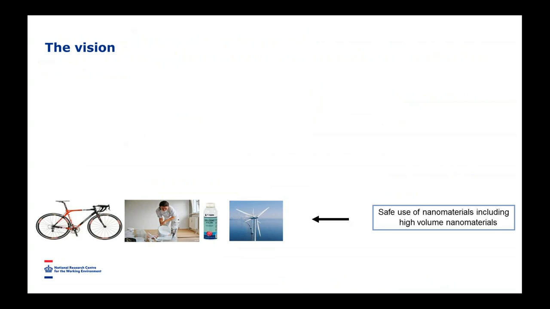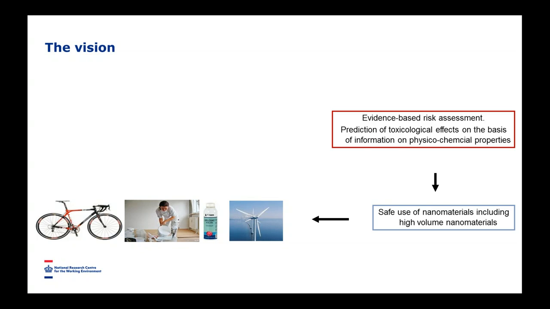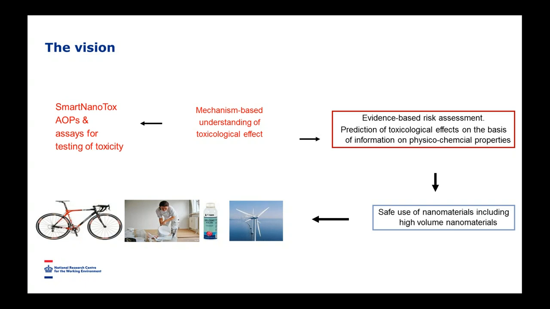So the vision that we work from here is that we want to have safe use of nanomaterials, including high volume nanomaterials, which can be, for instance, white and black pigments, which are used in tons and tons throughout Europe and throughout the world. So to be able to do that, we need to have an evidence-based risk assessment, and we need to be able to predict the toxicological effects based on the information about the physical chemical properties of the nanomaterials, which are often the only information that is available. And for doing that, we need to have a mechanism-based understanding of the toxicological effects. And in the SmartNanoTox project, we use AOPs to delineate the mechanism of action of the toxicological effects. And we aim to design assays in silico and in vitro for testing the toxicity.